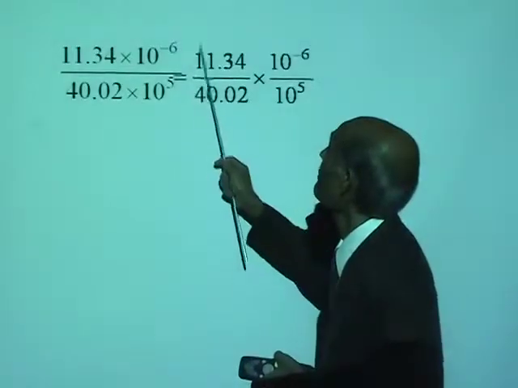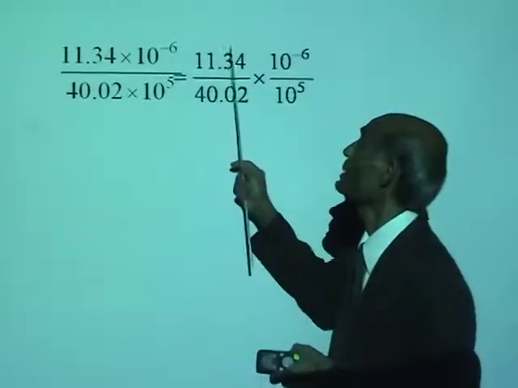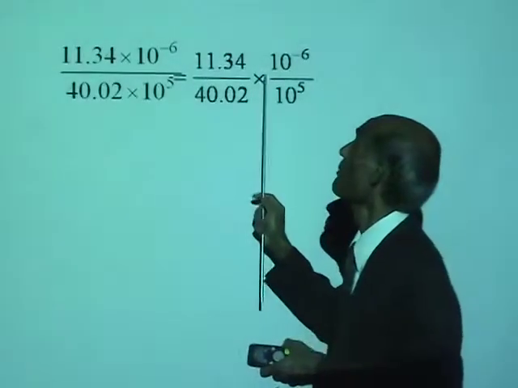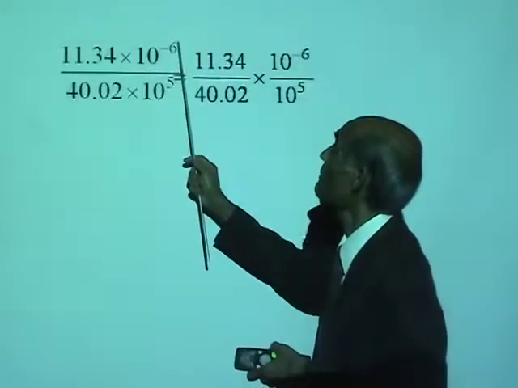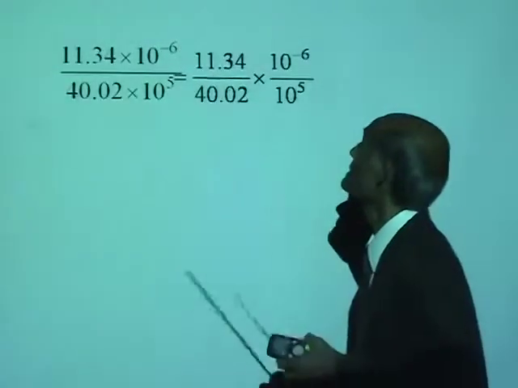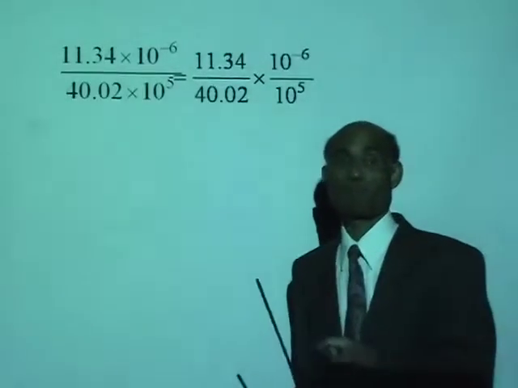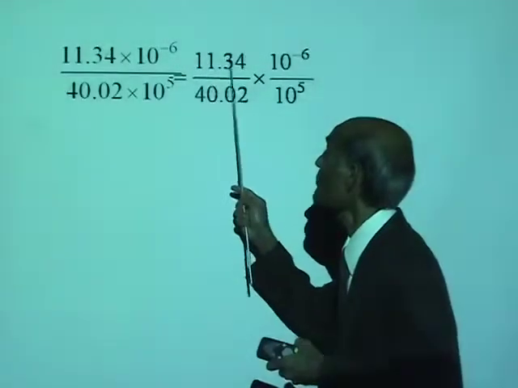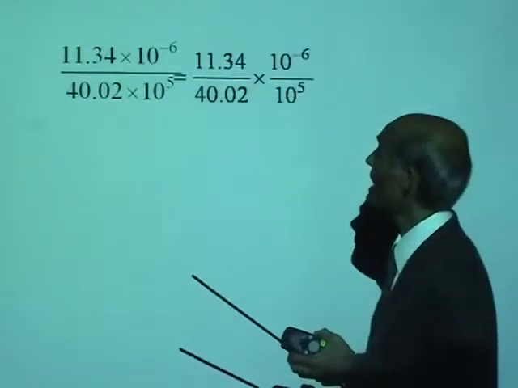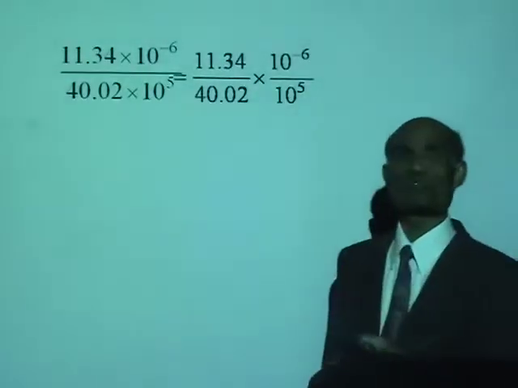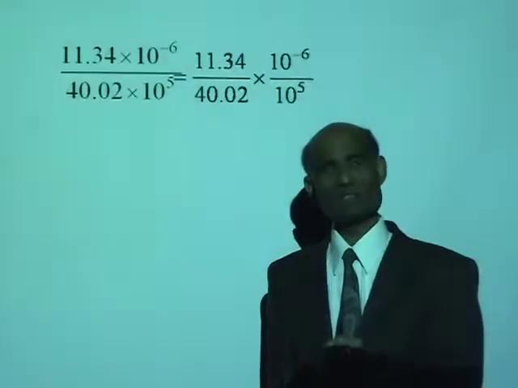That will be 11.34 divided by 40.02 is the first block, multiplied by 10 to the power of negative 6 over 10 to the power of 5 is the second block. Well, what is this? 11.34 divided by 40.02. Can you figure it out?